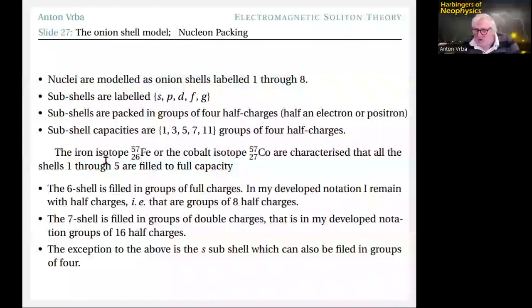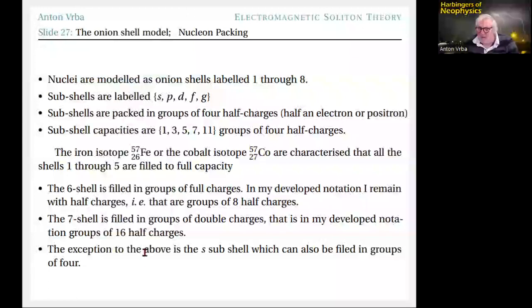After I filled all the shells 1 to 5, I either have iron 56-26 or cobalt 57-27. From the 6th shell onwards, I now need to add full charges, but using my terminology, instead of 4 half charges, we group in 8 half charges. And the 7th shell, which takes me to the end of the periodic table, you will need to group with 16 half charges. And by doing so, this explains why iron, or actually one of the nickel isotopes, is the densest isotope.